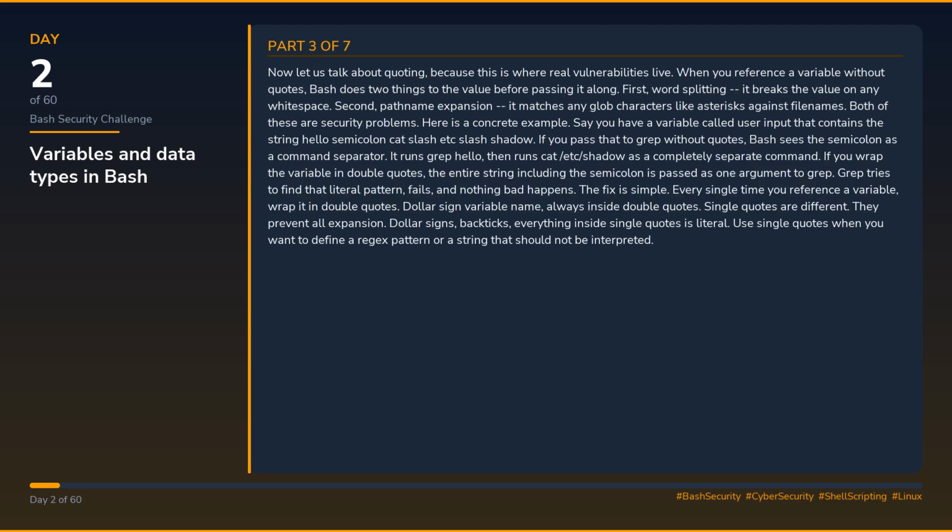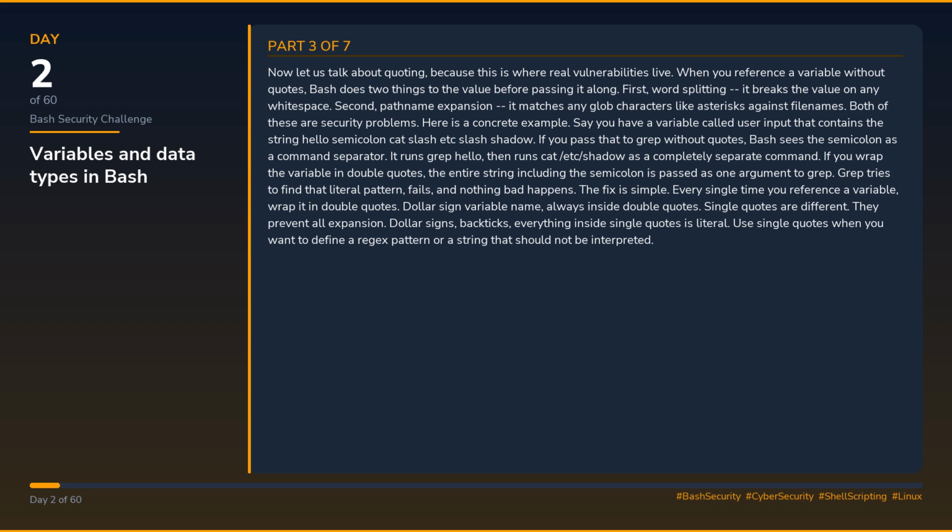Now let us talk about quoting, because this is where real vulnerabilities live. When you reference a variable without quotes, Bash does two things to the value before passing it along. First, word splitting: it breaks the value on any white space. Second, pathname expansion: it matches any glob characters like asterisks against file names. Both of these are security problems.